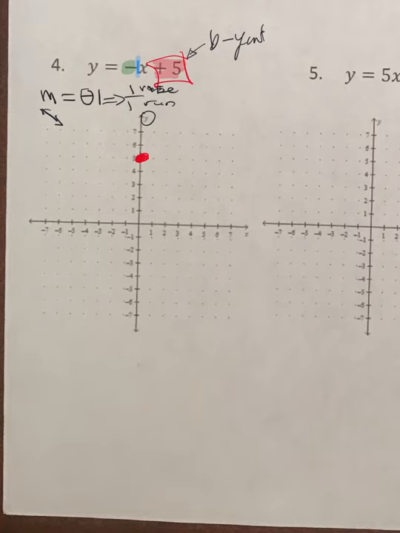So I'm going to go up 1, but I'm going to have to go to the left 1 to make it slant downhill. I'm going to go up 1, left 1, and then I'm going to go down 1, right 1, down 1, right 1, down 1, right 1. But can you do it without drawing the little triangles?